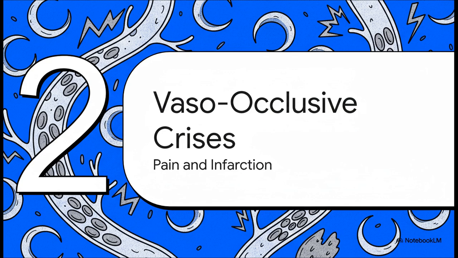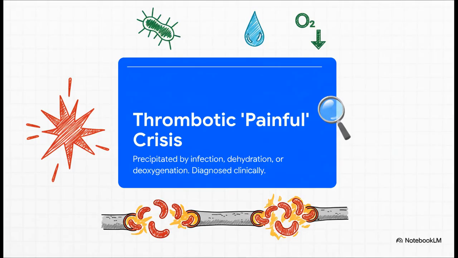Let's start with the most common presentation of them all, the vaso-occlusive crisis. You'll hear it called a thrombotic crisis, or sometimes just simply a painful crisis. This is the clinical picture that most of us, clinicians and patients alike, associate with sickle cell disease. Now, if there's one thing you take away from this slide, let it be this. A vaso-occlusive crisis is a clinical diagnosis. I'll say that again. It's a clinical diagnosis.